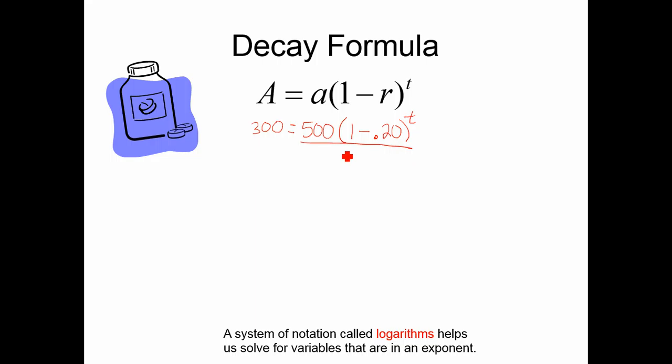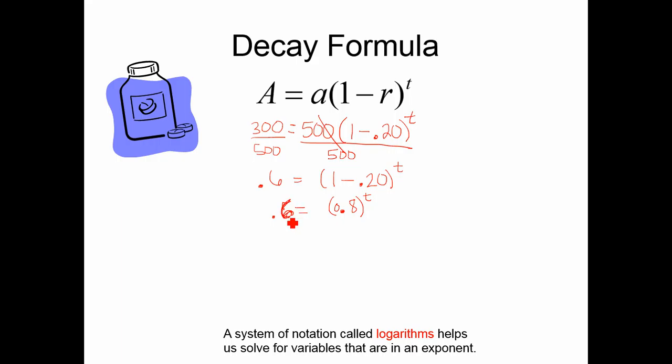Well, you know what? I could divide by 500 over here, and that would help me isolate the t a little bit. 300 divided by 500 is 0.6, and then I'd have 1 minus 0.20 raised up to the t. Well, wait a minute. 1 minus 0.20, that's the same thing as 0.8, raised up to the t. And then we have 0.6.